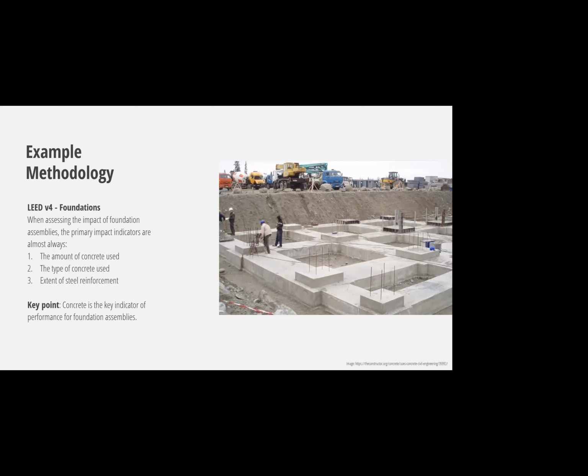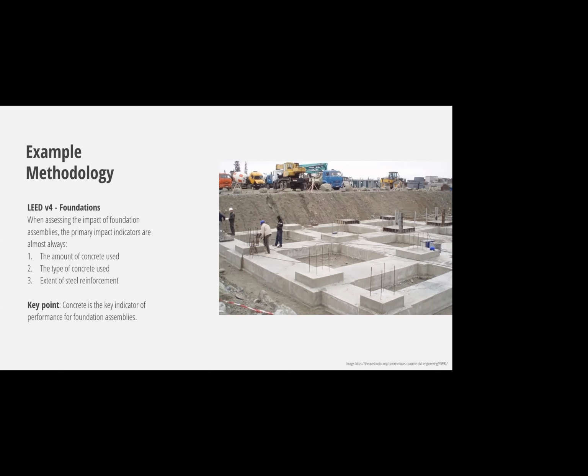Once we've worked through the structure, one of the highest impact categories is the foundations of the building. This is almost entirely due to the amount of concrete used. The foundations themselves are inherently concrete, due to concrete's performance specifications and the fact that it is an incredible material for this purpose. But cement production is an extremely high impact process. So we want to quantify the amount of concrete being used, then look at the type of concrete being used, and also the extent of steel reinforcement, because foundations do tend to have a concrete and steel element.